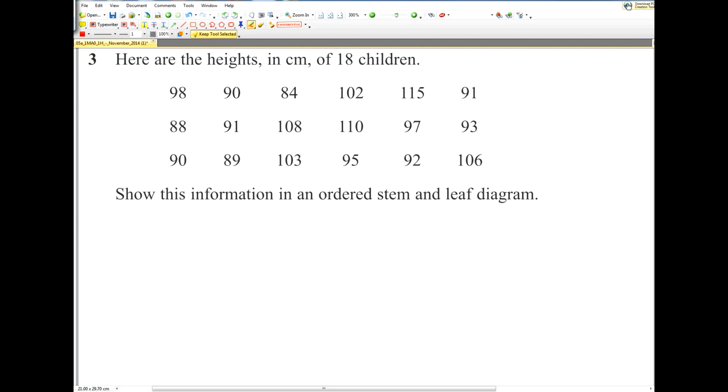Okay, right. Here are the heights in centimetres of 18 children. Show this information in an ordered stem and leaf diagram. Please make sure you use a different colour than what you used last. If you were using black last, use a different colour now for any additions or corrections, green or red. Are we happy with that, ladies? The keyword here is ordered stem and leaf diagram.